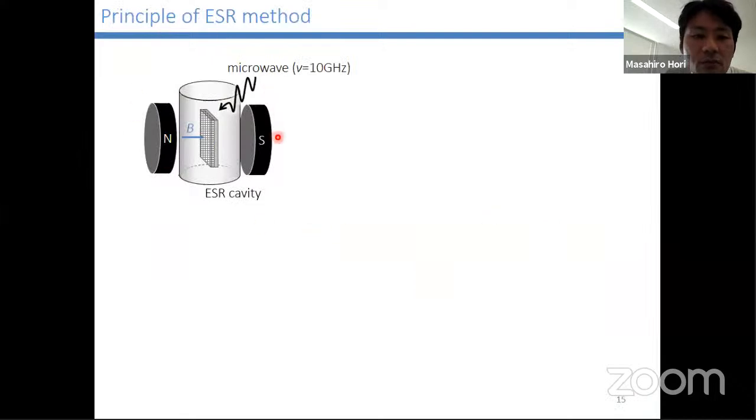This figure shows the setup for the ESR method, the electron spin resonance method. The sample is put into the ESR cavity. Here, we apply the magnetic field and microwave. The point is that the microwave frequency is fixed. Namely, the microwave energy is constant here. But here we change the magnetic field as a parameter.